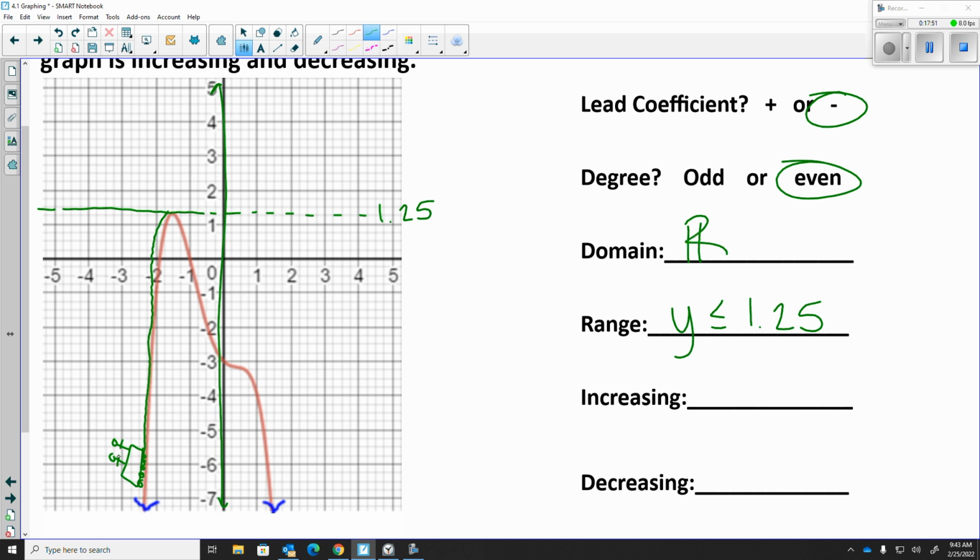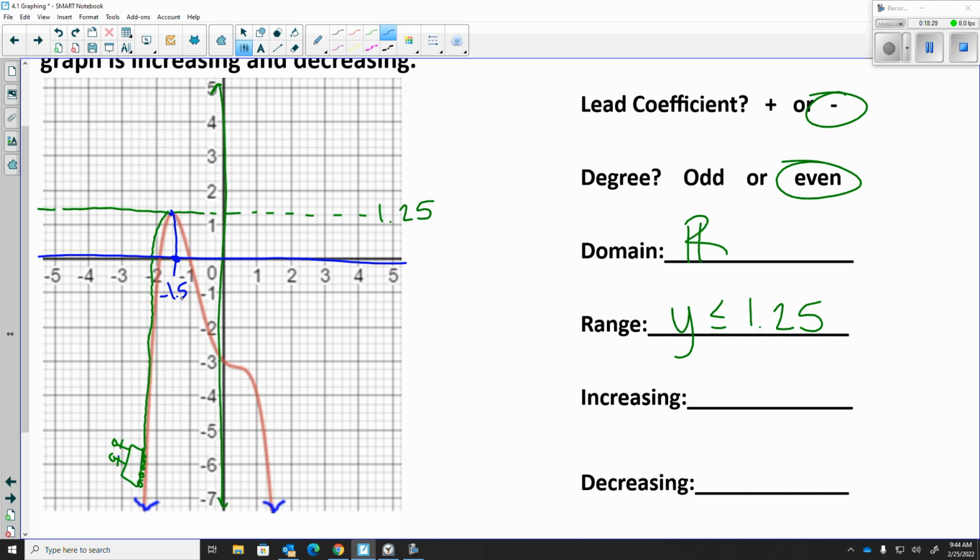On the x-axis, where do you get up to the top and you're about to start going down? 1.25. Negative 1, I don't know, negative 1.5? Somewhere in there. Definitely not negative 1. Let's just say negative 1.5. So we got to write that as an inequality. Are you increasing to the right or to the left of negative 1.5? To the left.